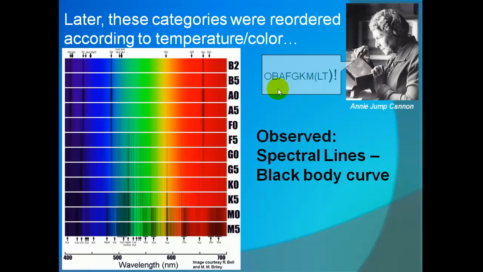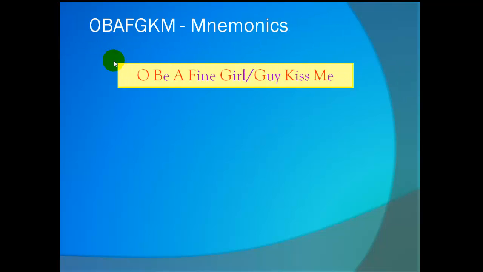And so basically by looking at the spectra of the stars, you're able to classify the star according to one of these groups by where the absorption lines are, or the Fraunhofer lines are. So O, B, A, F, G, K, M. O, be a fine girl or guy, kiss me. This is a way of remembering the order of the spectral classification.